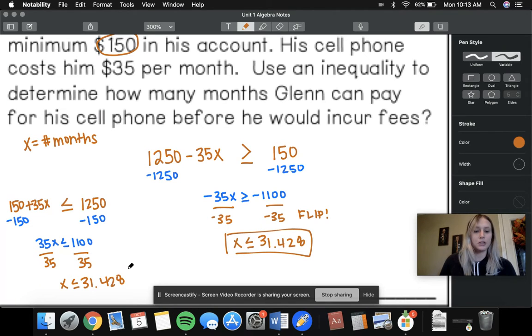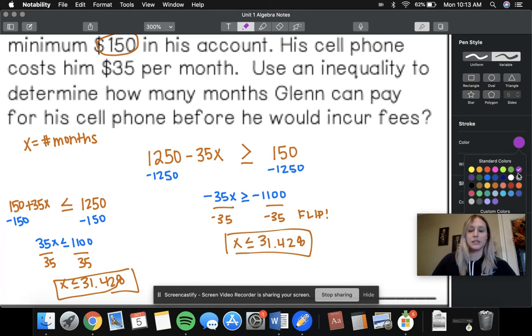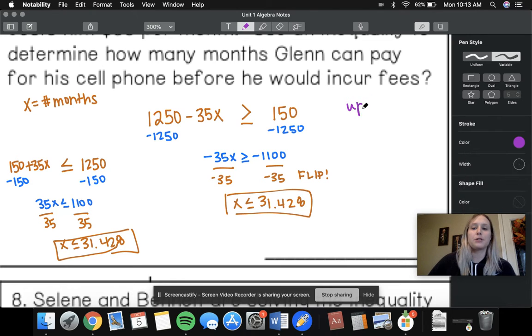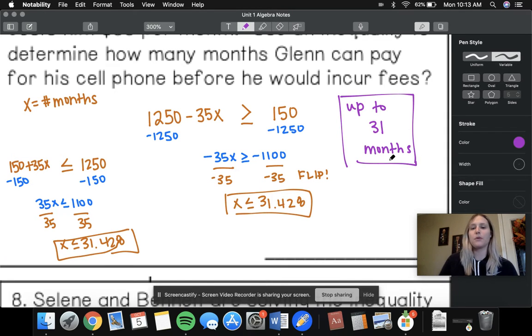So with word problems, it's kind of however you interpret it, and whatever makes more sense to you. Okay, so it says, how many months can Glenn pay for his cell phone before he would incur fees? So 31.48 would be the maximum number of months. So he could pay for up to, we'll say just 31 months, just to make sure it makes sense. Because if he went to 32 months, he would overdraft. So up to 31 months before he would incur any fees or have any fees.